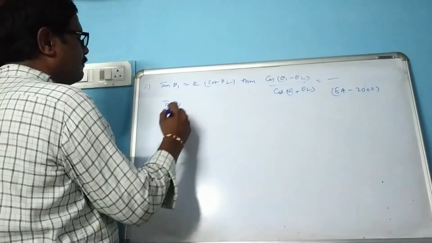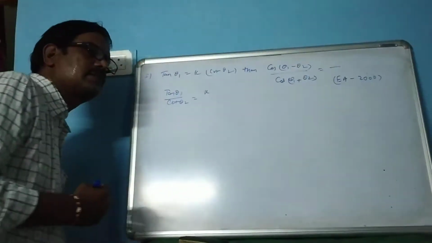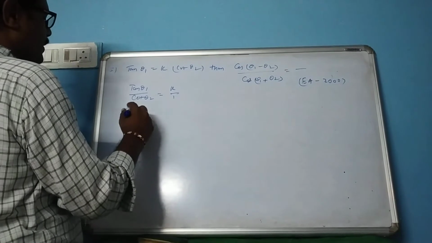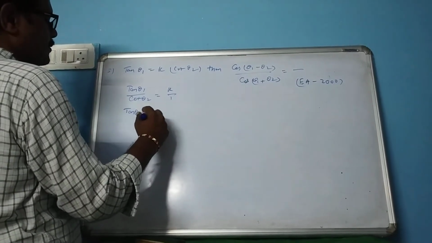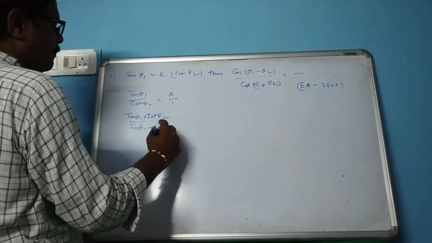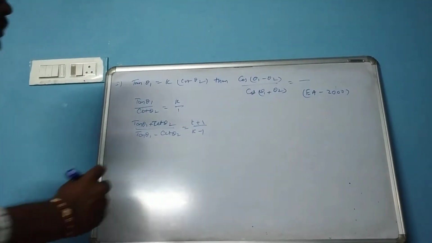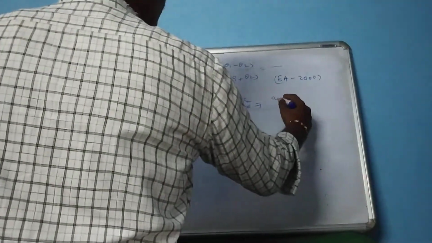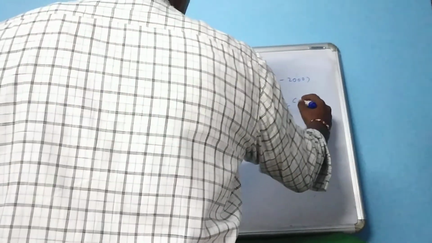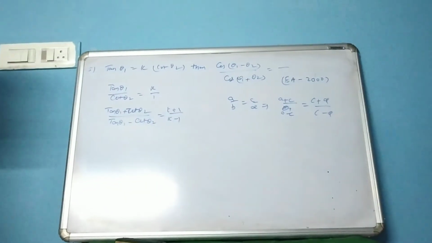Tan theta 1 by cot theta 2 is equal to k. On componendo and dividendo, this becomes (tan theta 1 plus cot theta 2) divided by (tan theta 1 minus cot theta 2) is equal to (k plus 1) by (k minus 1), because by componendo and dividendo we will get: a by b is equal to c by d gives (a plus b) by (a minus b) is equal to (c plus d) by (c minus d).